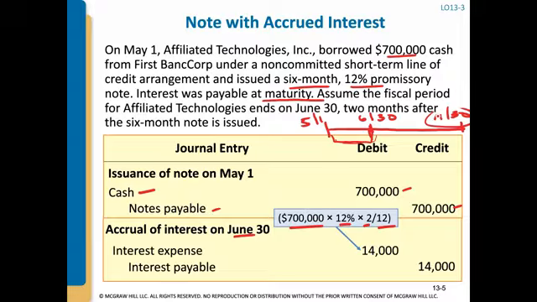So when you take 700,000 times 12% times 2/12, it gives you $14,000. So on year end, we're going to debit interest expense, $14,000, and credit interest payable, $14,000. The interest payable is what we will refer to as your accrued expense or your accrued liability.